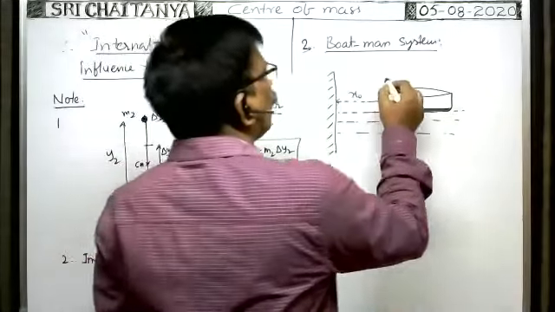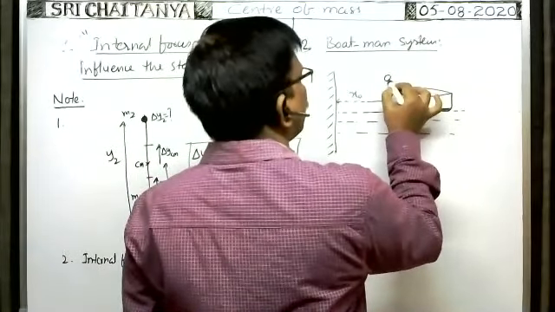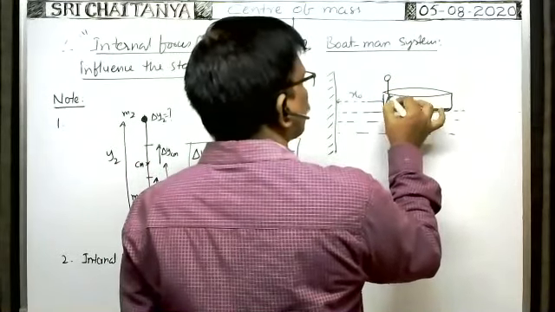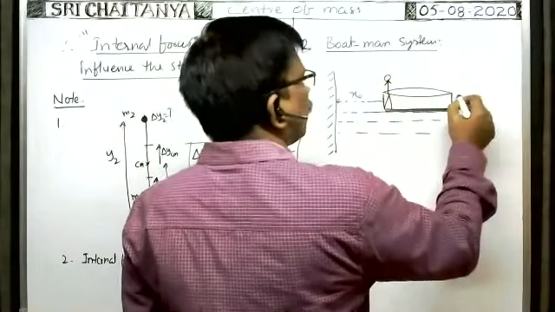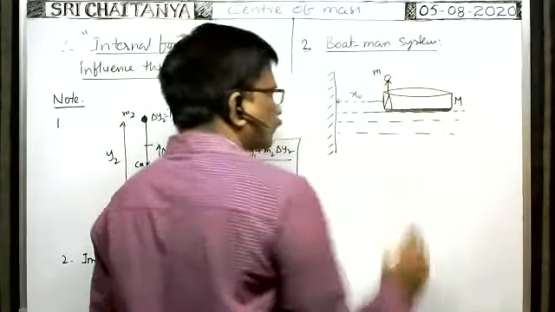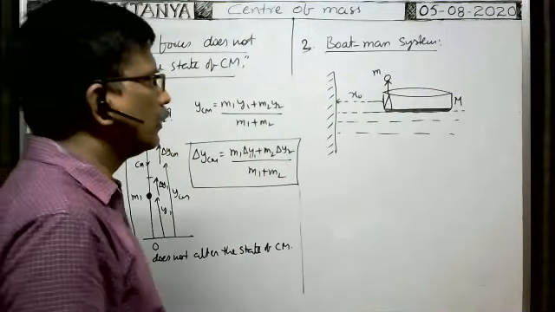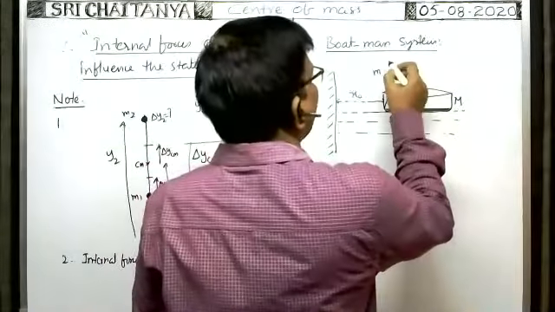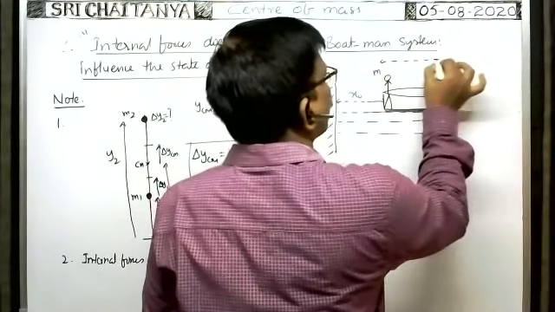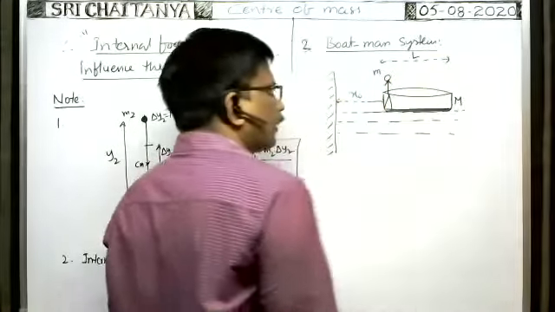One man stands at one end of the boat. The mass of the boat is capital M and the mass of the man is small m. The length of the boat is capital L.